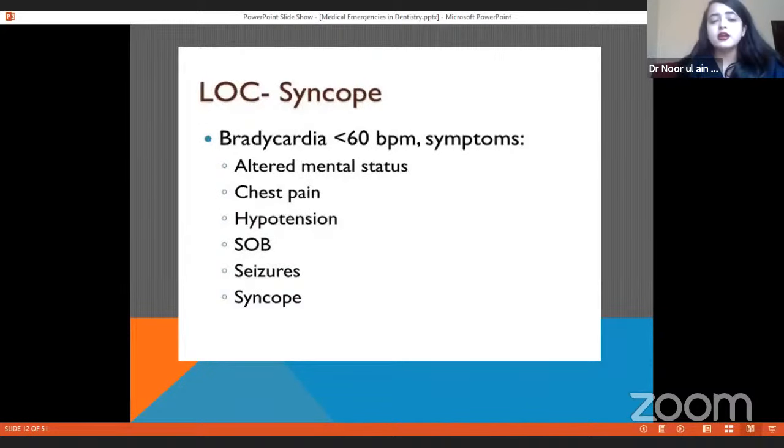In bradycardia, that is a heart rate of less than 60 beats per minute, your heartbeat decreases. So the symptoms are altered mental status, chest pain, hypertension, SOB, seizures, and syncope. These are what you will see or observe in a patient of bradycardia.